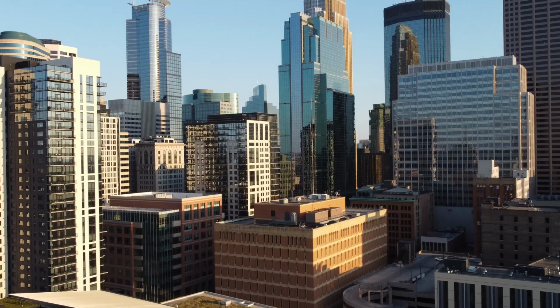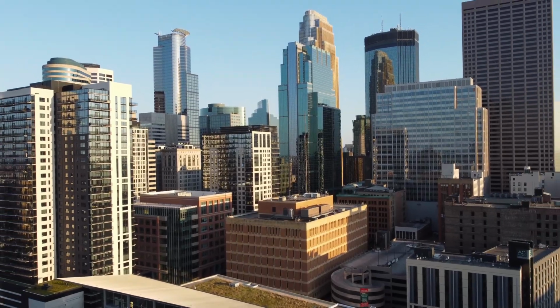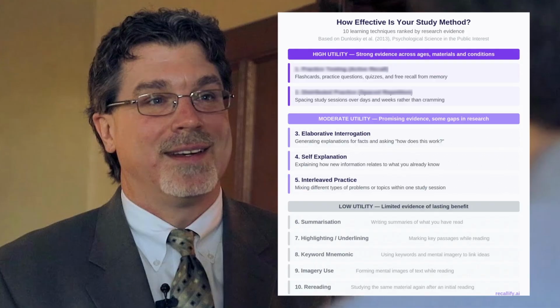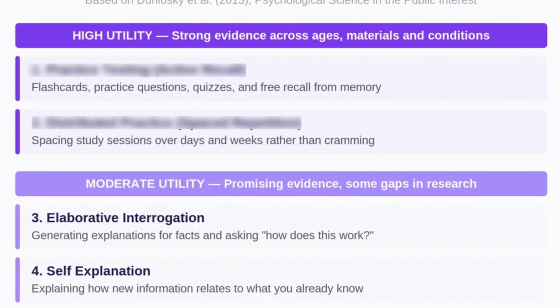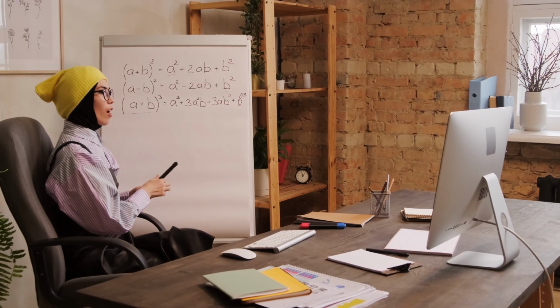Now jump to 2013. John Dunlosky finally sits down and grades 10 common study techniques by how useful they actually are. And only 2 were dubbed high utility. The same 2 found hundreds of years earlier. So learning was solved before your grandparents were even born, which raises a rather annoying question. Why are you still stuck?